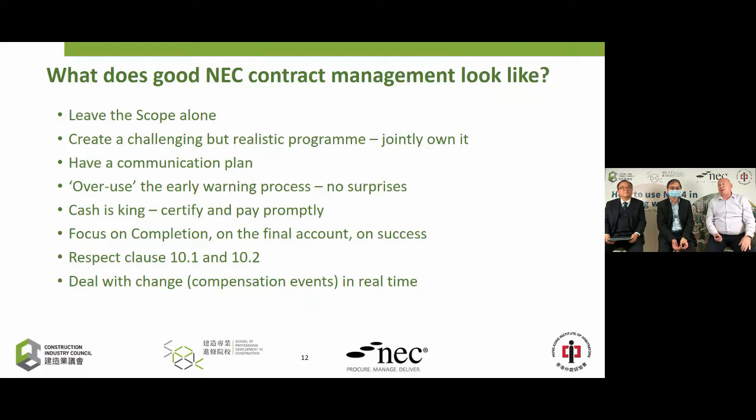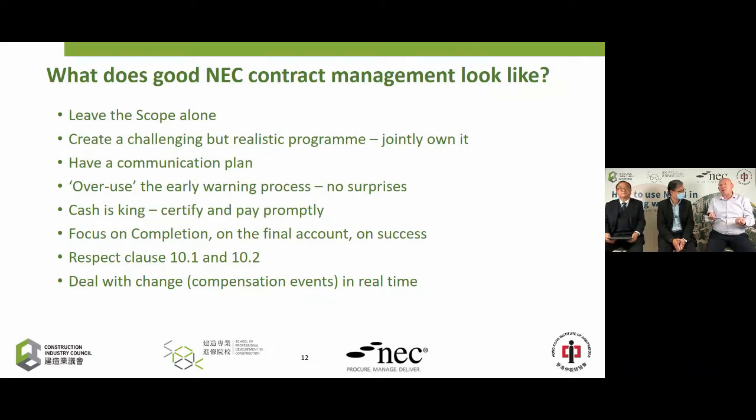Let's have a clear communication plan. Let us not give verbal instructions or anything such silly. Let us have a good, high quality communication plan. Let us overuse the early warning process. So the whole approach here, which should be of considerable interest to building, is knowing as early as you can of a potential problem, even if it's the contractor's fault or the contractor's problem.